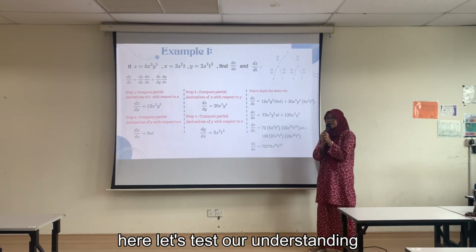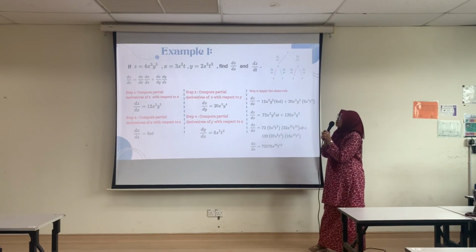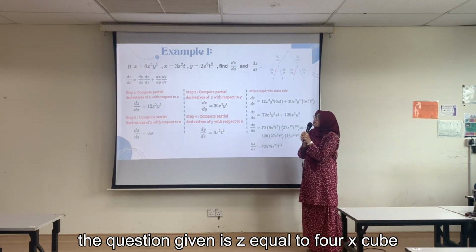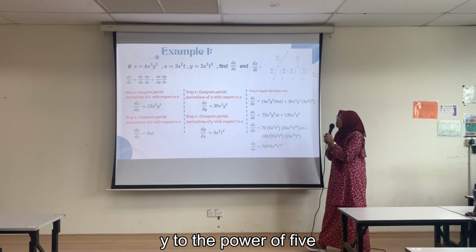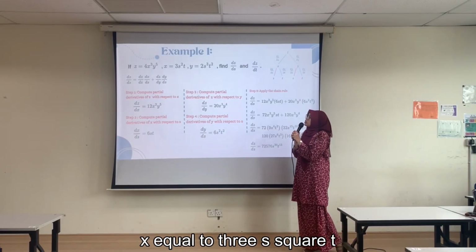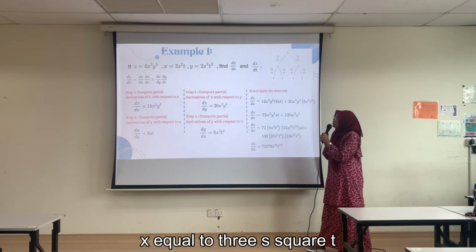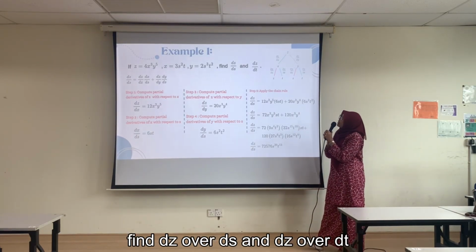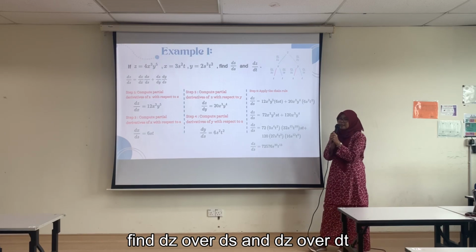Here, let's test our understanding. The question given is z equal to 4x cubed y to the power 5, x equal to 3s squared t, y equal to 2s cubed t squared. Find dz over ds and dz over dt.